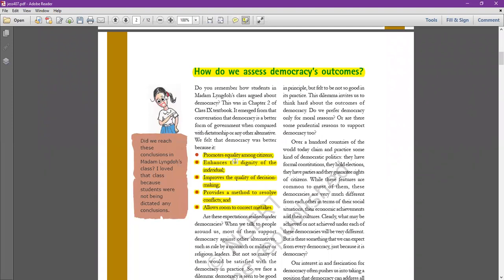Now here we are discussing how we can assess the results, the outcomes, of democracy. We can assess the outcomes of democracy if that system of governance gives you all these things. अब आपके दिमाग में क्वेश्चन आएगा, सर ये प्रमोट्स इक्वालिटी, तो इक्वालिटी का क्या मतलब है, डिग्निटी का क्या मतलब होता है? What question can be asked from you? The question is very simple: how and why can you say that the democratic form of government is a better form of government.